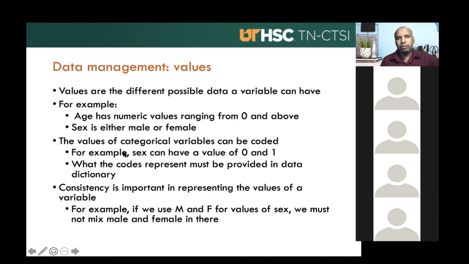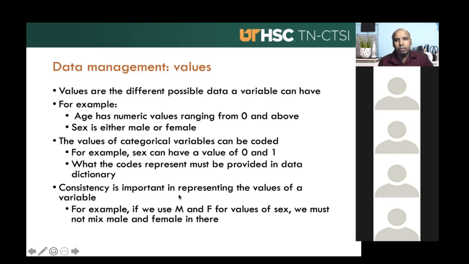The values of a categorical variable can be coded. For example, sex can have a value of 0 and 1. It can also have M and F, or male and female, but we have to be consistent in which one we use. So what the codes represent must be provided in the data dictionary. We'll discuss the metadata around the end of our discussion.